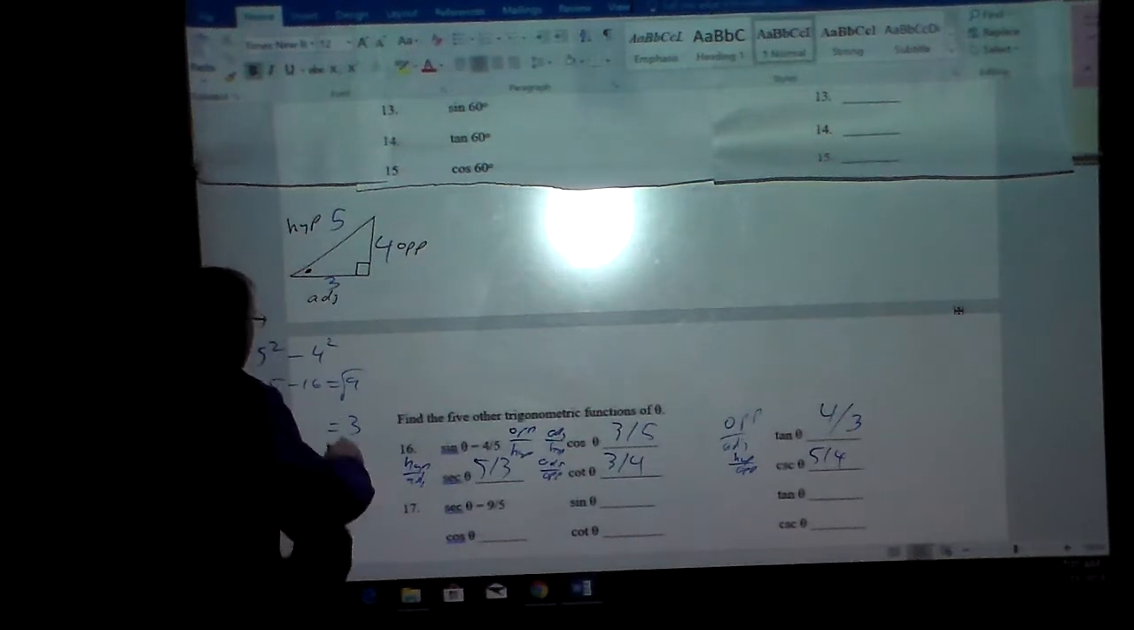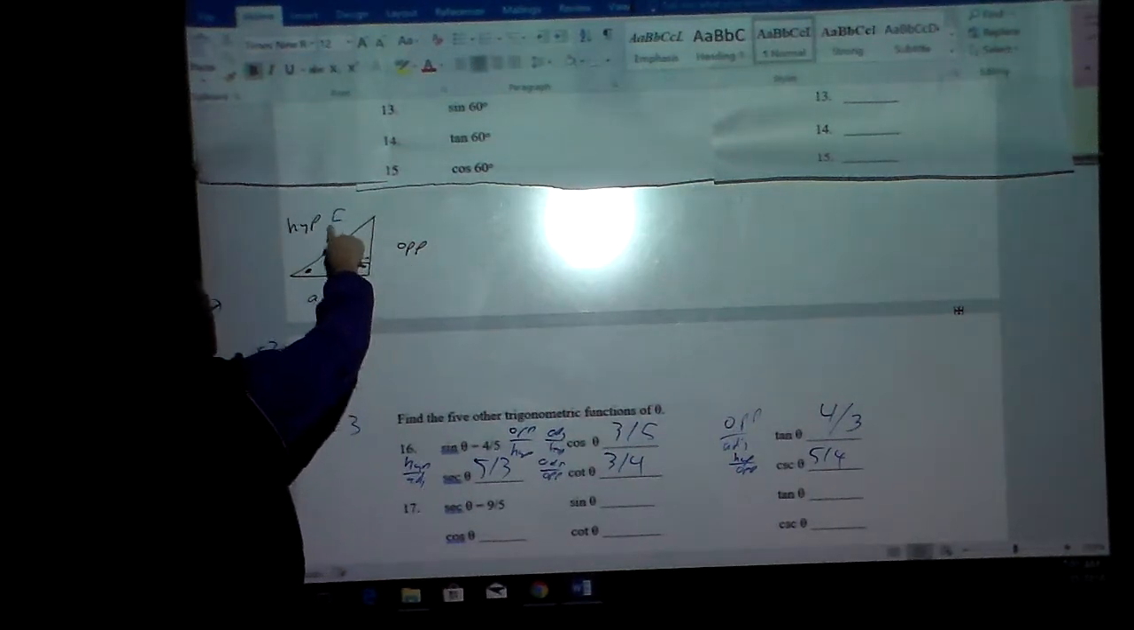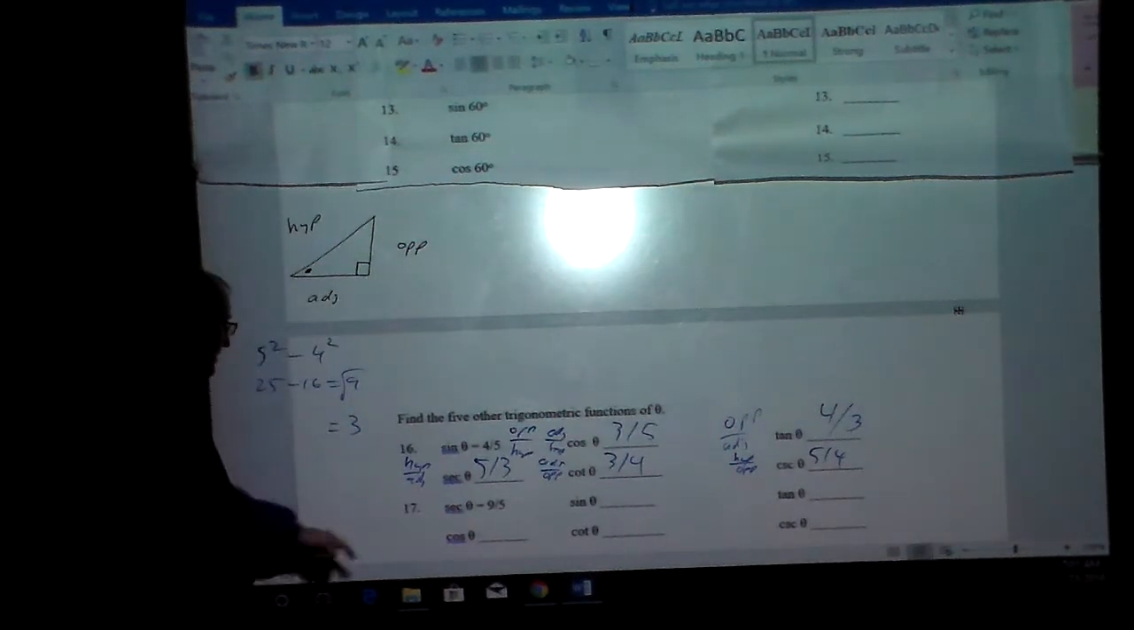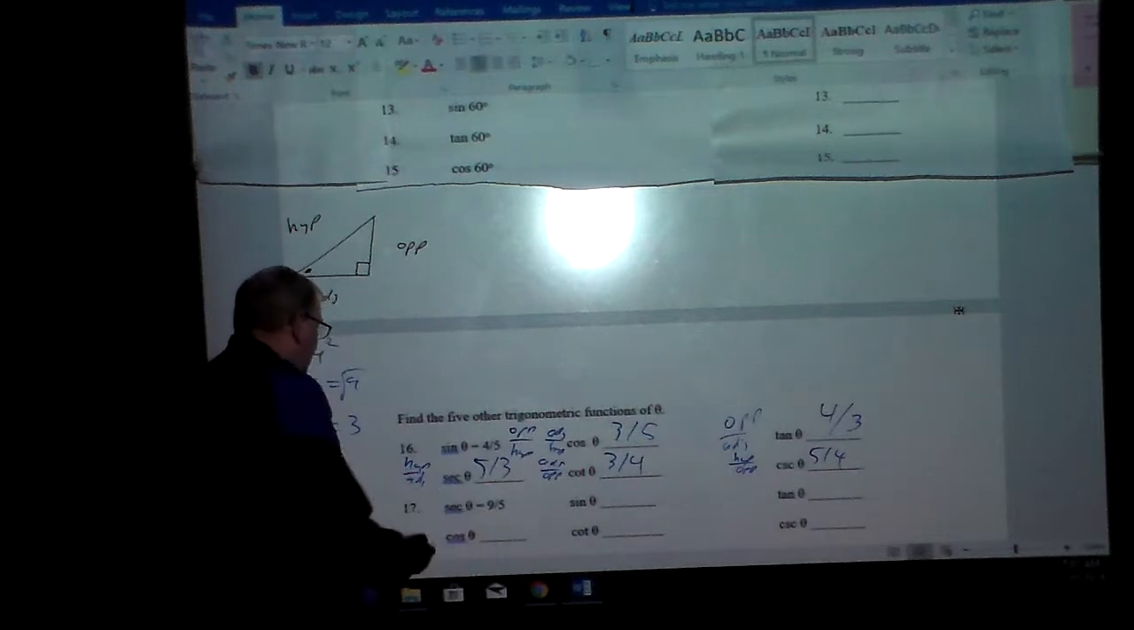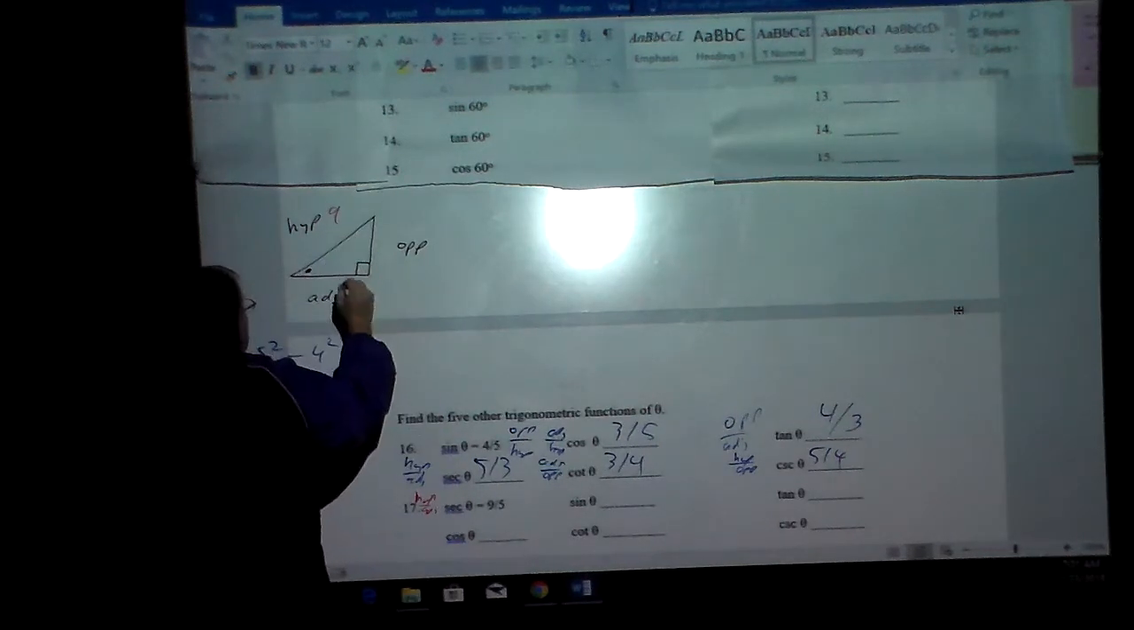Except this time, I'm going to take this very same problem. I'm going to erase this little bit right here, because I'm going to draw a triangle and label it. But secant is 9/5. Remember, secant is hypotenuse over adjacent. So what that means is this is 9 and this is 5.